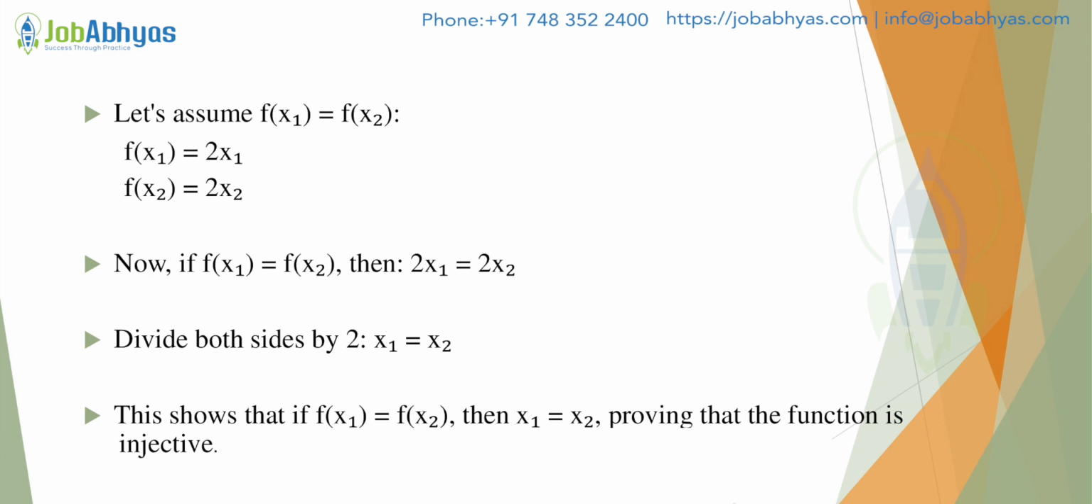Let's assume f of x1 is equal to f of x2, that is, f of x1 is equal to 2x1 and f of x2 is equal to 2x2. Now, if f of x1 is equal to f of x2, then we can write 2x1 is equal to 2x2. Dividing by 2 on both sides, we get x1 is equal to x2. So finally this shows that if f of x1 is equal to f of x2, then x1 is equal to x2, proving that this function is an injective or one-to-one function.